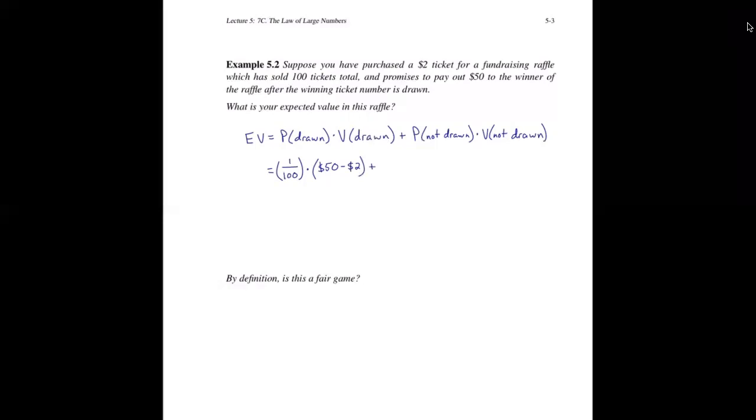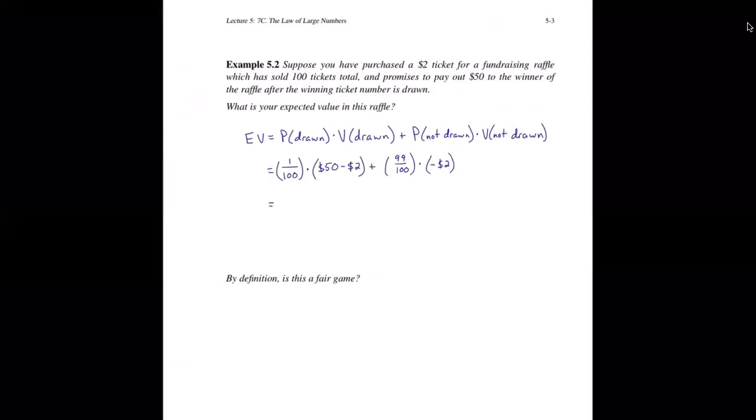Now, plus the probability that we're not drawn, 99 out of 100. 99 of those tickets are not ours. Times, well, if we're not drawn, we're just out our $2. Okay, and we've got $48 times 1 over 100. So we have 48 over 100 minus 2 times 99 is 198 over 100. And this is dollars as well. And 48 minus 198 is negative 150 over 100. And that comes out to negative $1.50.